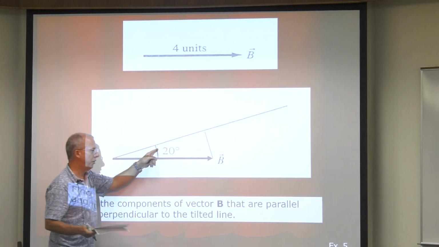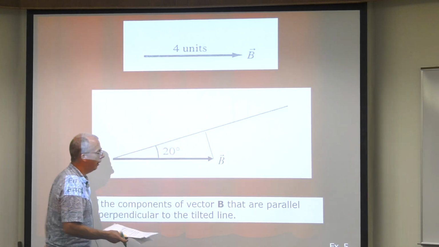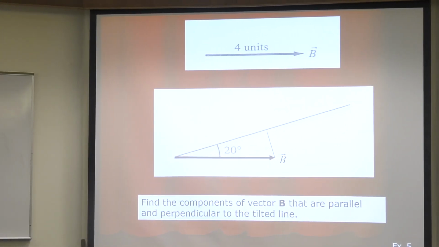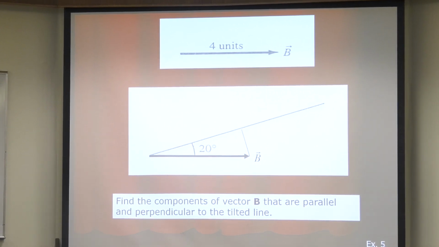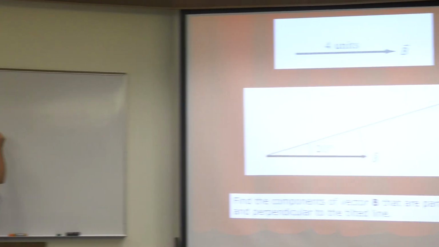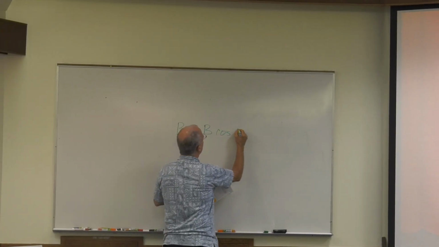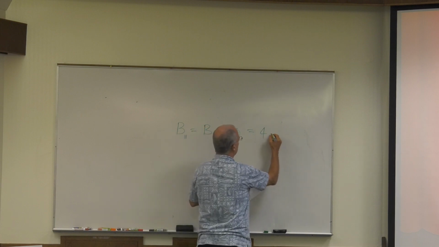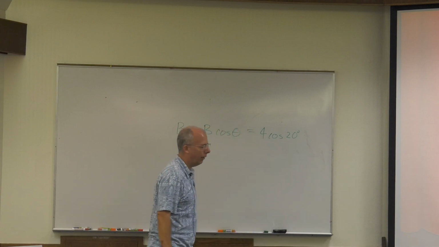So what's that? Adjacent or opposite? Well, it's adjacent, right? It's adjacent to the 20-degree angle, so that's a cosine. So B parallel is like what we would normally call Bx, but we don't want to do that because there's no x and y here, right? So B parallel is just B times cosine of the angle. Now B is 4, so it's just 4 cosine 20, or whatever that is. I don't have my calculator.